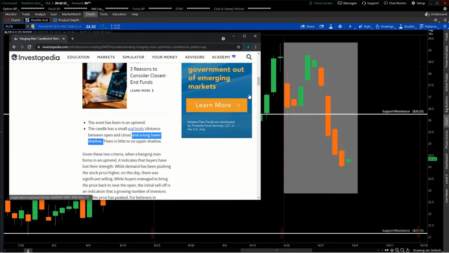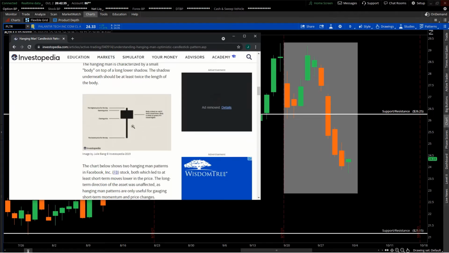There was an uptrend, and they describe it exactly as what I'm seeing. So just in case anyone says, you know what, it looks similar, but it's not. Here, this is their mugshot, right? If there was a police lineup, I would say, yeah, that's the guy. He did it. This is him. This is the one. I'm seeing exactly what Investopedia is describing.